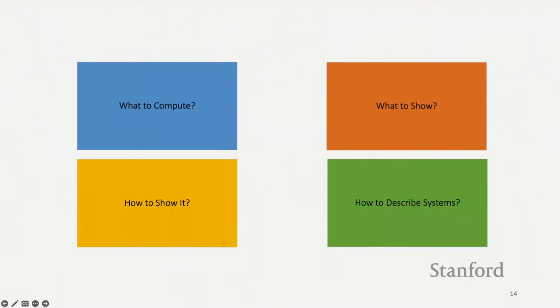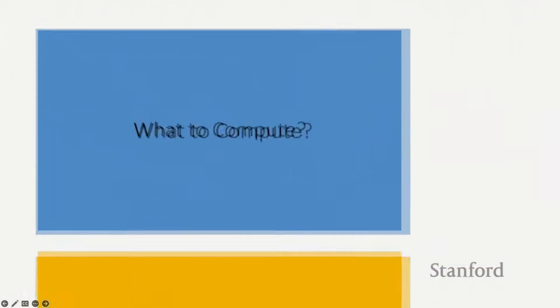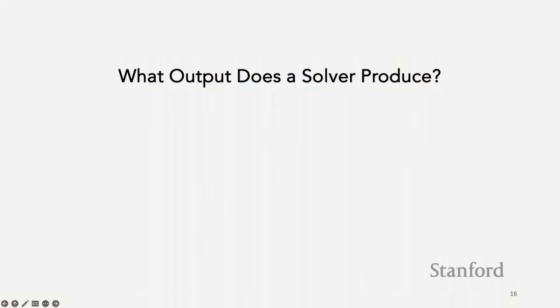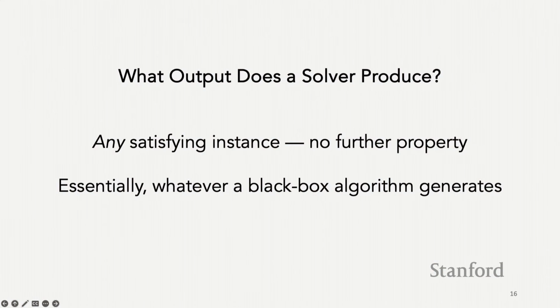Okay, so let me start with the first part of this talk, which is, what do we compute? What does the output of a solver produce? Well, it produces a satisfying instance. That's just what you did, right? You were solvers for me, and you produced satisfying instances. And you didn't produce any particular satisfying instance, you just produced anything you wanted, right?